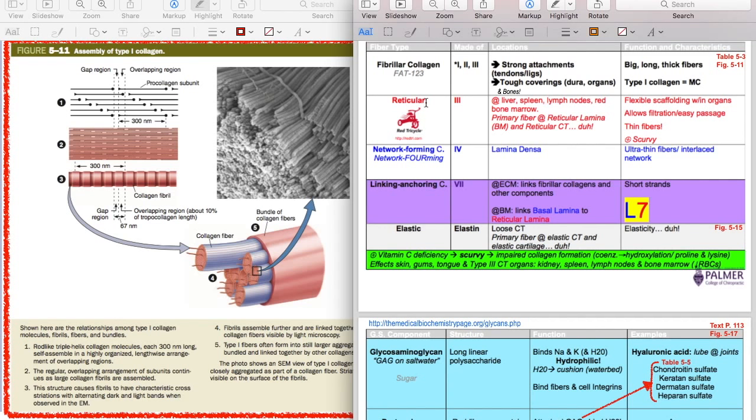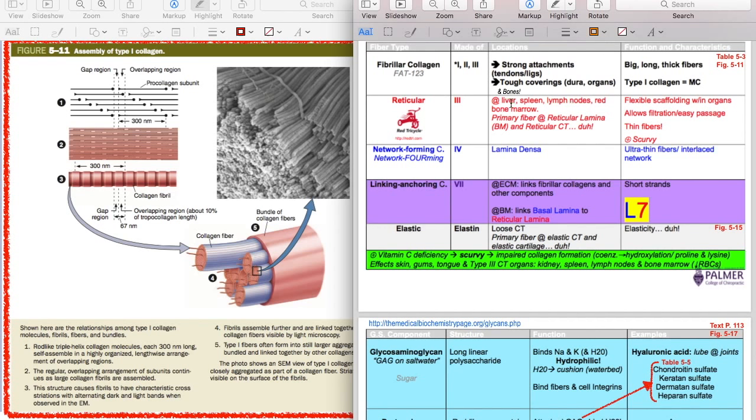And I mentioned etymology a few minutes ago. The etymology of the word reticular refers to net-like, and so this is really helpful. If you know that reticular means net-like, that's going to help you remember that reticular fibers are found in places where a net would come in handy, like filtering organs such as the liver, spleen, lymph nodes, and red bone marrow. Maybe you don't know that that's the function of these, but to keep it simple, blood filters through your spleen and lymph filters through lymph nodes.